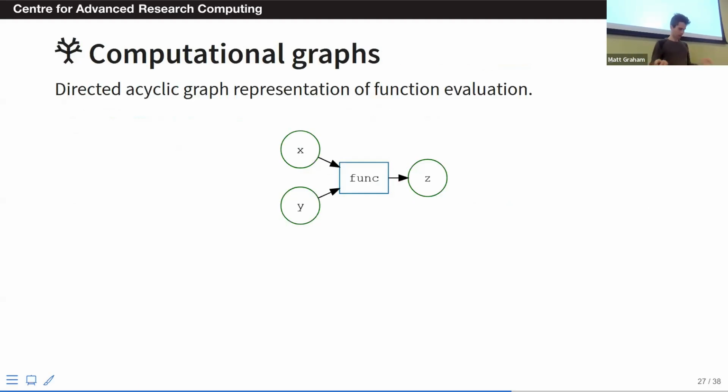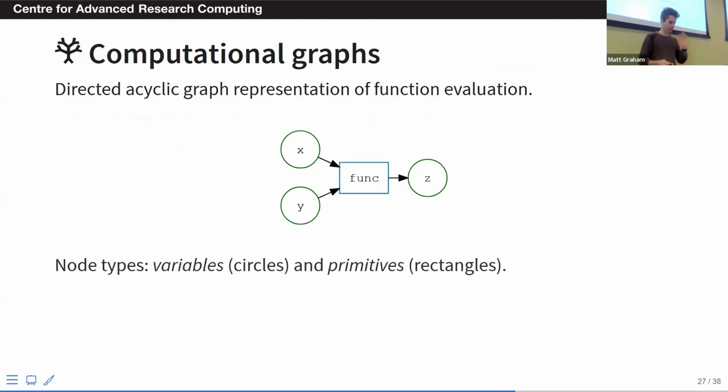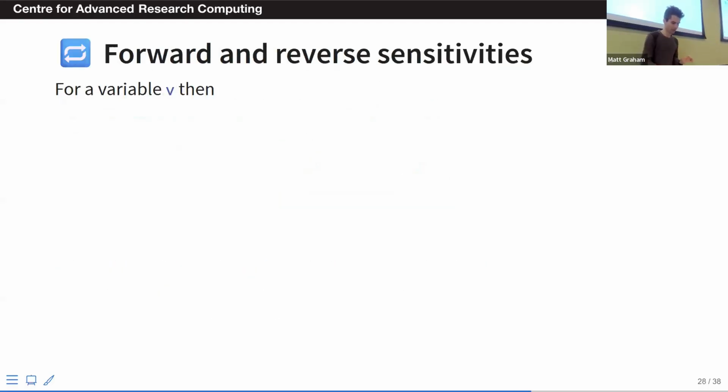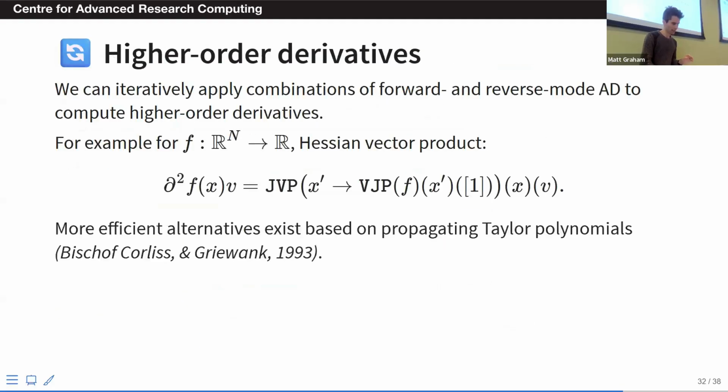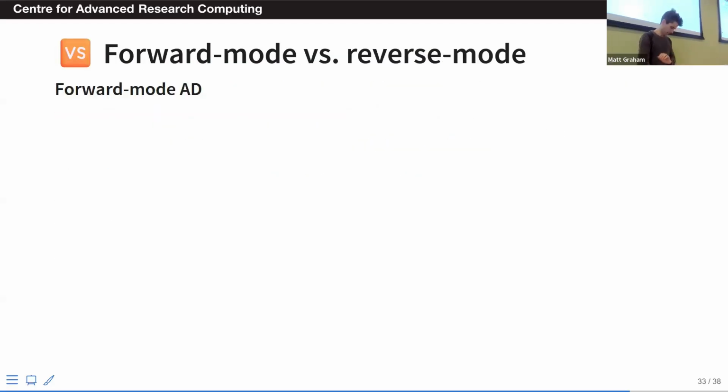Okay, so I'm running a little bit close on time, so I think I'm going to skip over this section on computational graphs because I don't think it's going to add too much to the discussion beyond what we've already had, and just go on to some more general points around implementation details of forward mode and reverse mode.